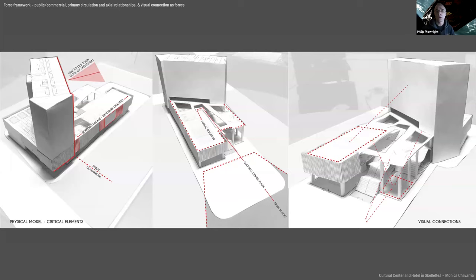Or we can get more complex and we can talk about zoning as forces. We talk about circulation as forces. We can talk about view lines as forces. We can talk about environmental wind as forces, and all of those things we can use. And this is a force methodology. This is when we're using a force framework, when we're doing emergent work.